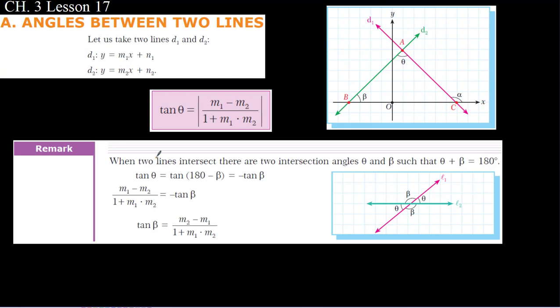Hi dear students, this is lesson 17 and we are going to study the angles between two lines. For finding the angles between two lines, we are going to use the inclinations, and inclination means we are going to use the slope at the same time. We are going to solve the question by using the slope, and the formula is tangent theta.